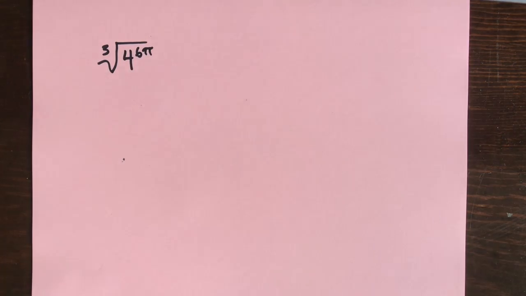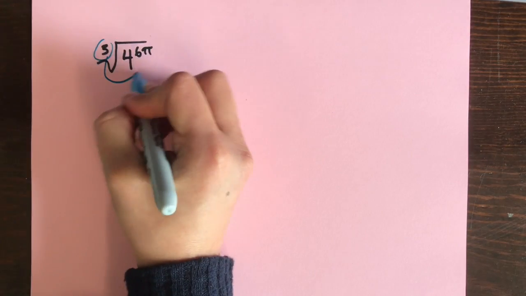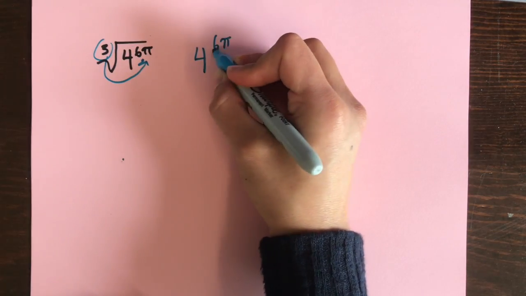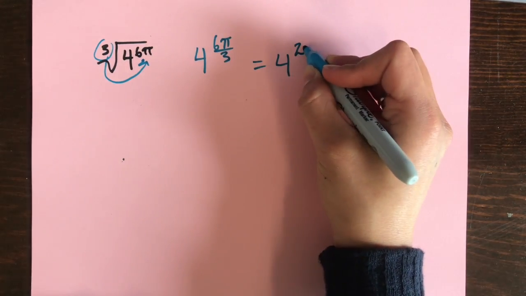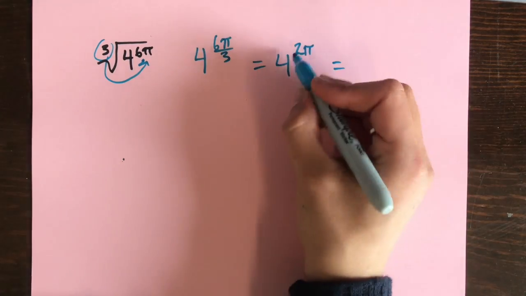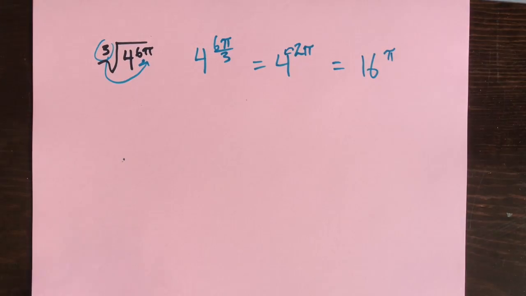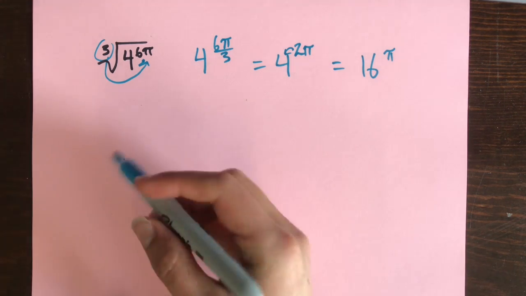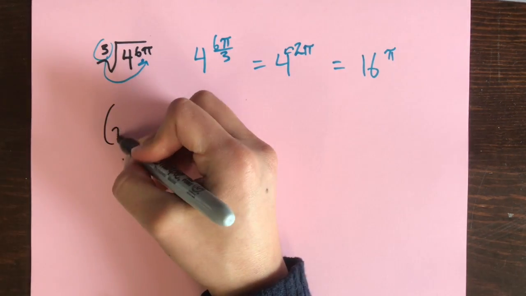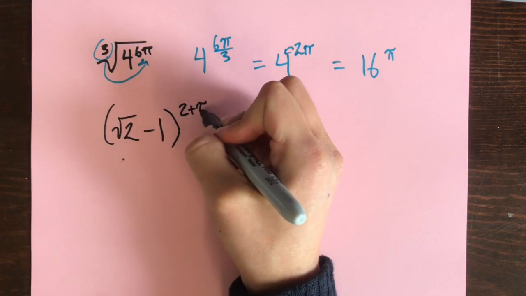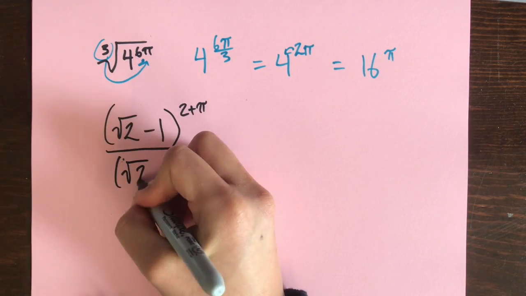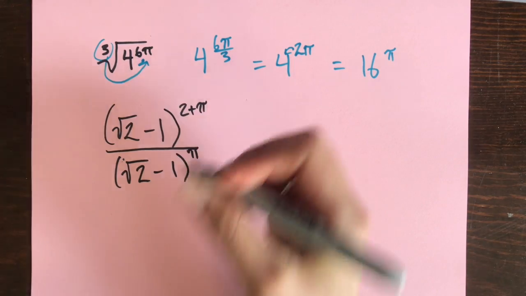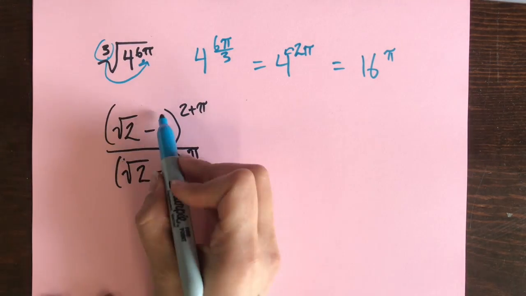So here I have the cubic root of 4 to the 6 pi, right? So the first thing I'm going to do is I'm going to change that cubic root to 1/3 power. And then what I'm going to do is I'm going to reduce that fraction 6/3, which is just 2. So it's 4 to the 2 pi, which I'm going to apply that 2 to the number, so I get 16 pi.